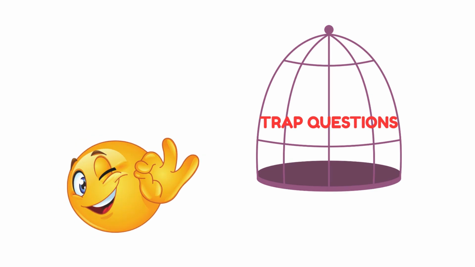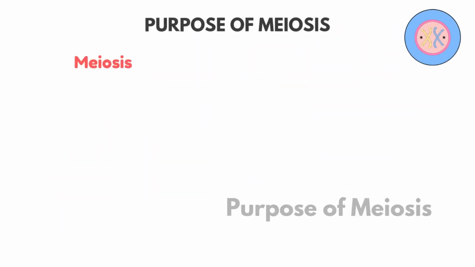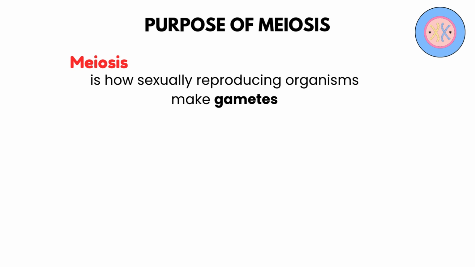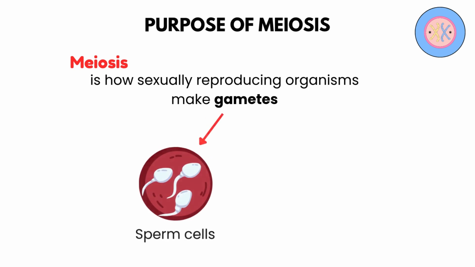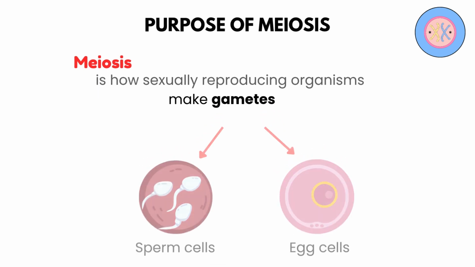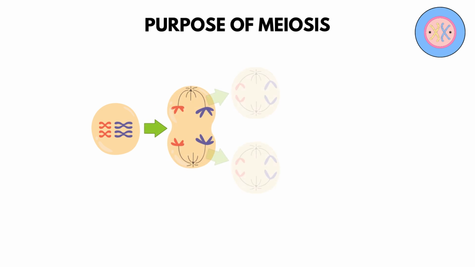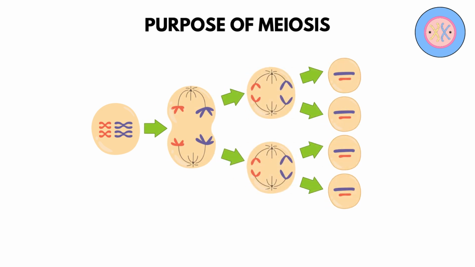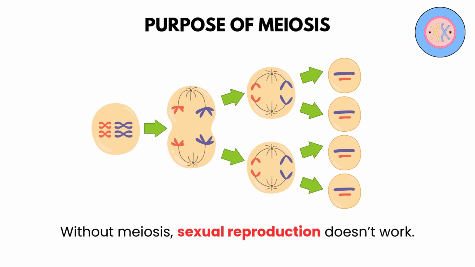Let's break it down. Purpose of meiosis. Meiosis is how sexually reproducing organisms make gametes, sperm and egg cells. The goal is simple. Cut the chromosome number in half so when fertilization happens, the zygote has the correct diploid number. Without meiosis, sexual reproduction doesn't work.